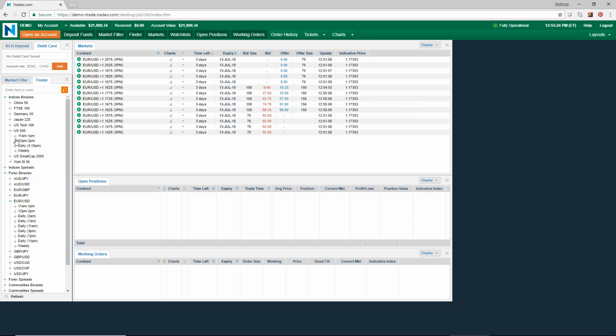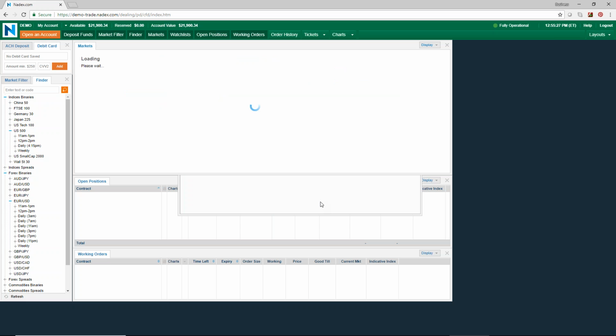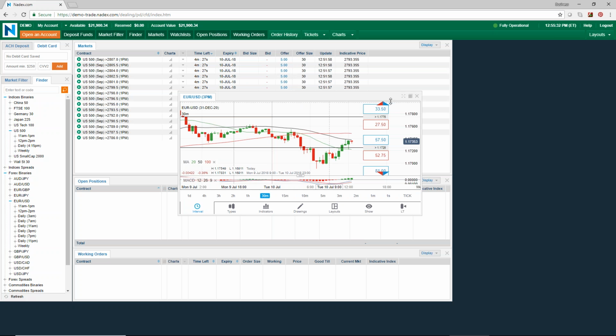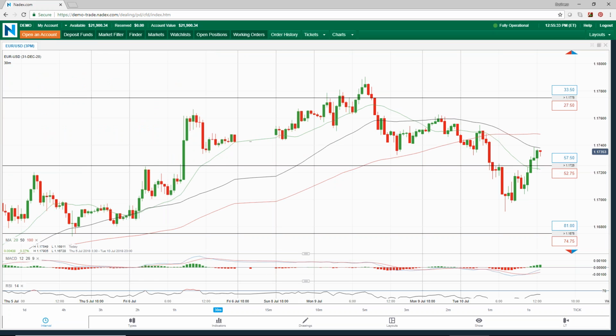Let's try the, oh, here we go. Okay, so we got one on the euro. You can just blow this up, and you can have a nice chart like this. It overlays all the binaries on it. I've got mine automatically set up, and you can just save the setup. So I've got the MACD and the RSI right here.